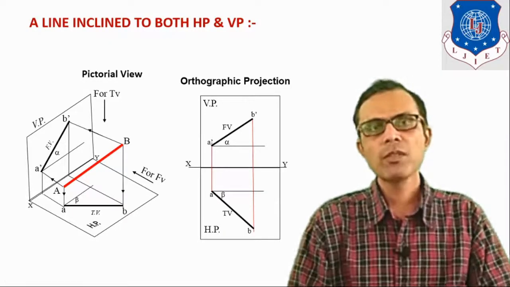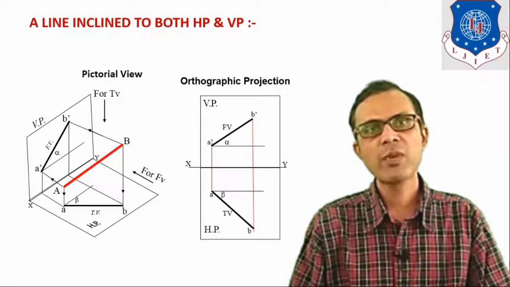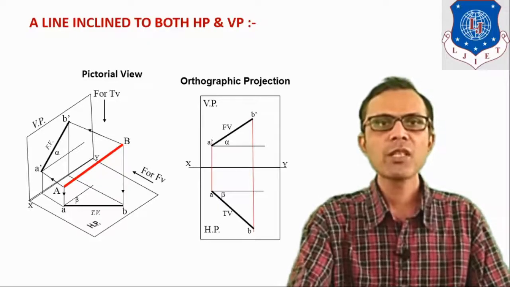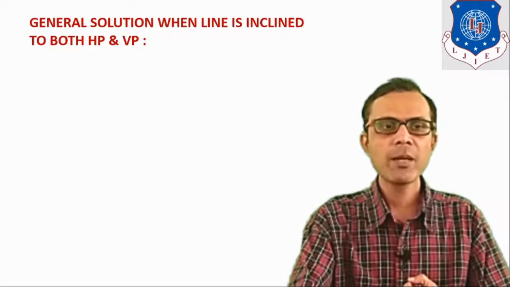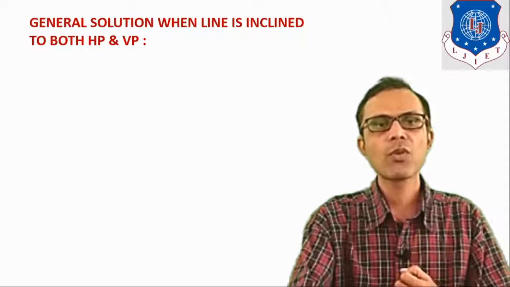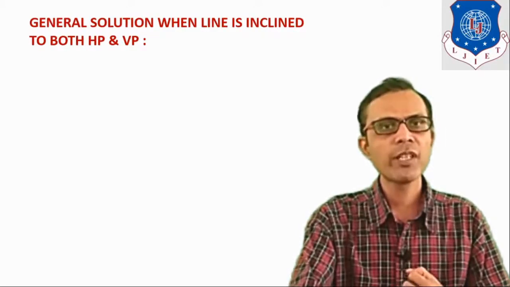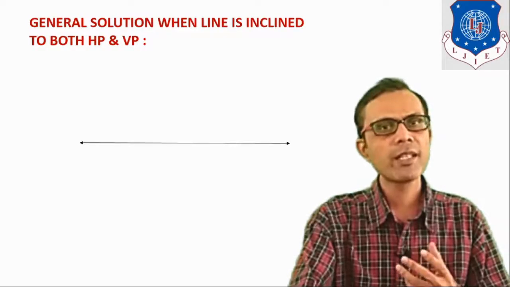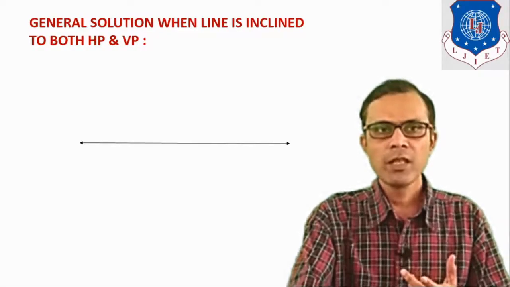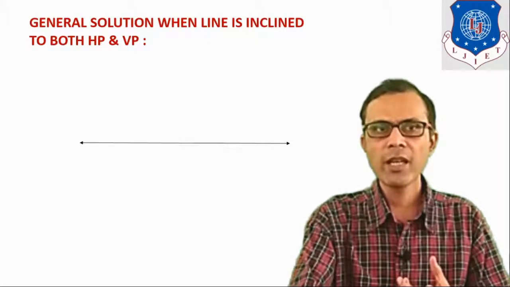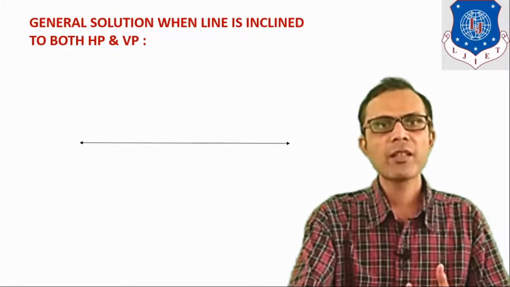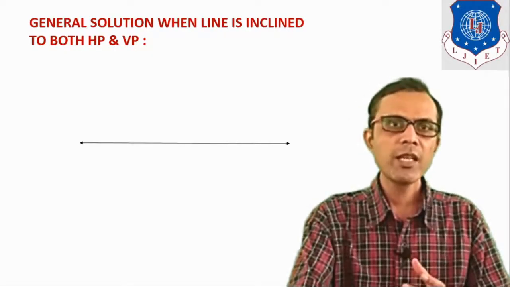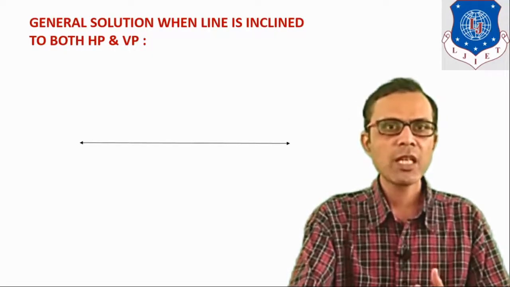Now, if the line is inclined to both HP and VP, how can the projection be drawn? That procedure we will see here step by step. It is a general solution for when a line is inclined to both HP and VP. So we are considering one given line PQ, inclined to both HP and VP. The dimensions and inclination angles are variable factors. They may vary from problem to problem, but we can derive one general solution for this type of problem.